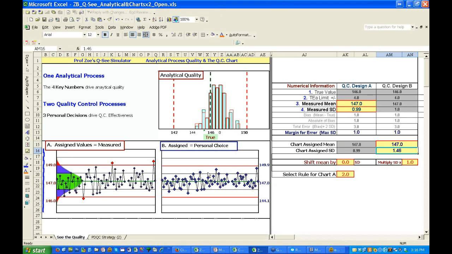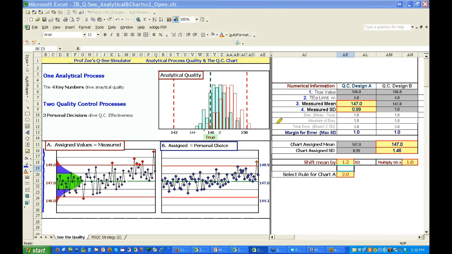they think they're okay, but now if it shifts, what do I need to go? Go 1.2 SDs. This method has failed. This method is reporting results outside your allowable error limit, and the odds are slim, even with a properly made chart, that you're going to detect that change. And with your chart the way they're making it, you're probably never going to detect the change.